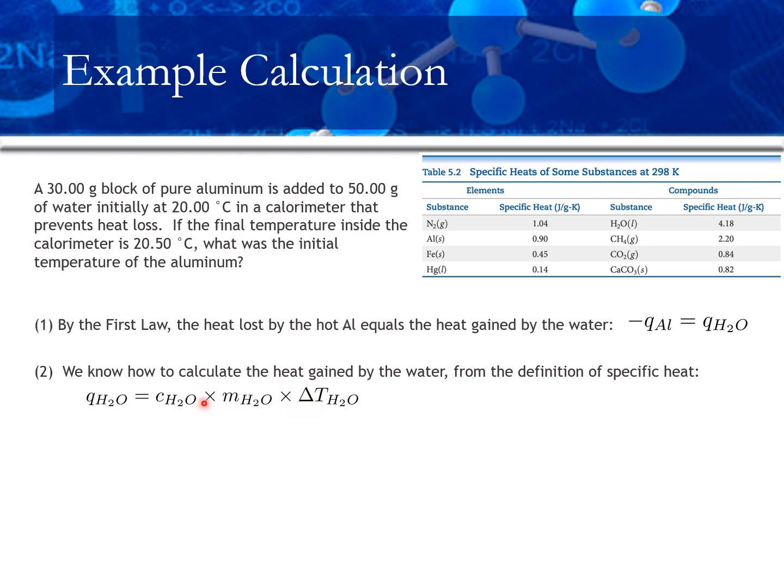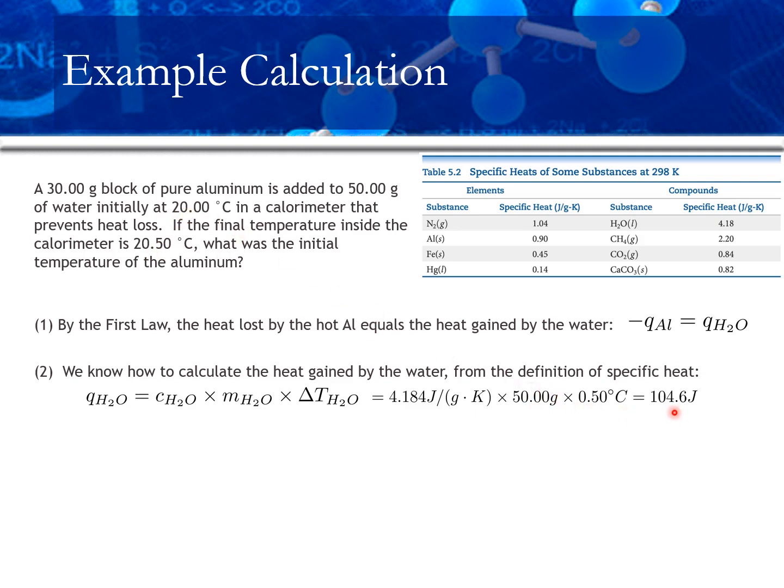And in this problem, we know all of these numbers. We know the specific heat of water. I just had it on the previous slide. It's also in this table to fewer significant figures. We know the mass of the water because that's given in the problem. We know the temperature change of the water. That's just the final temperature minus the initial temperature.